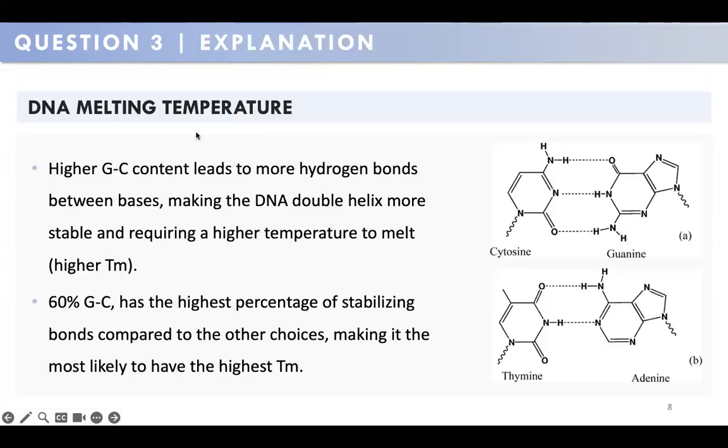Again, this is a very straightforward question, the DNA melting temperature. So the higher the GC content, the guanine and the cytosine content, it leads to more hydrogen bonds between the bases, making the DNA double helix more stable, requiring a higher temperature to melt. So as you can see, cytosine and guanine have 3 hydrogen bonds instead of the 2 when compared to thymine and adenine. So thus the 60% makes it the highest percentage of stable bonds, and thus the highest melting temperature.